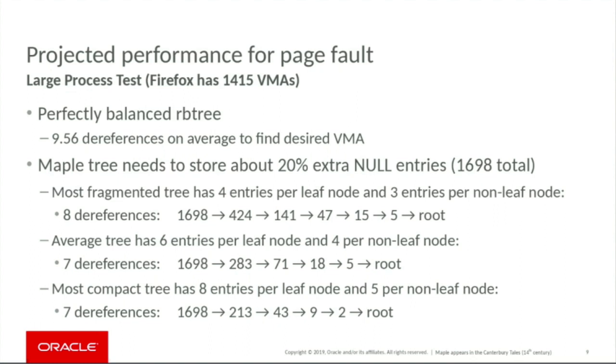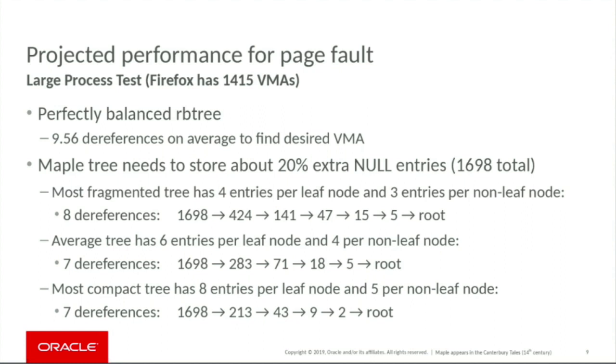I was hoping to have actual numbers for you today. Unfortunately, we are not far enough through this project to give you those numbers. So here's our analysis, assuming we have a perfectly balanced RB tree. These numbers are for Firefox, which on the day that we measured it had 1,415 VMAs. On average, you find the VMA that you're looking for in 9.5 dereferences.